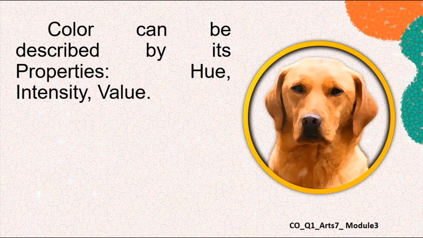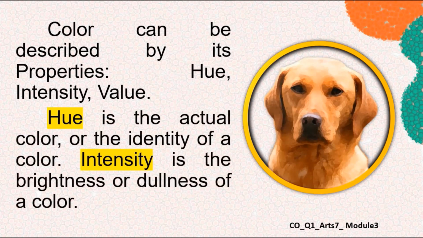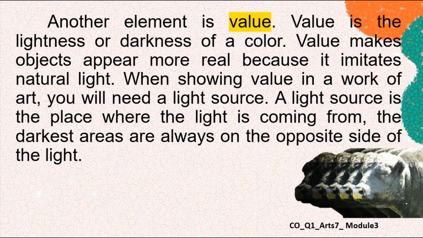Color can be described by its properties: the hue, intensity, and value. Hue is the actual color or the identity of a color. Intensity is the brightness or dullness of a color. Another element is value. Value is the lightness or darkness of a color.